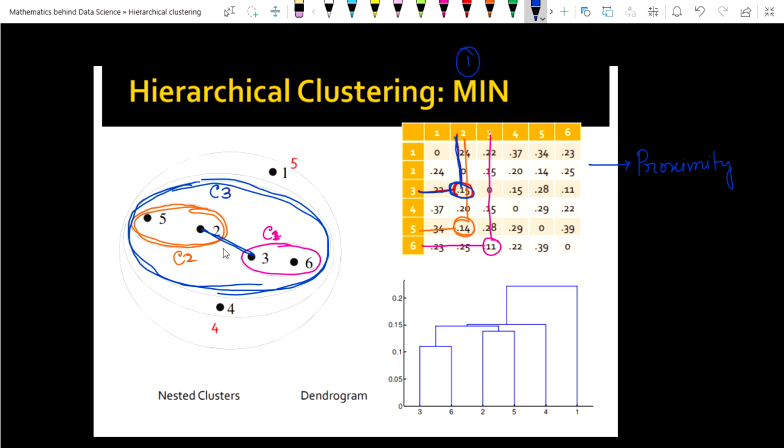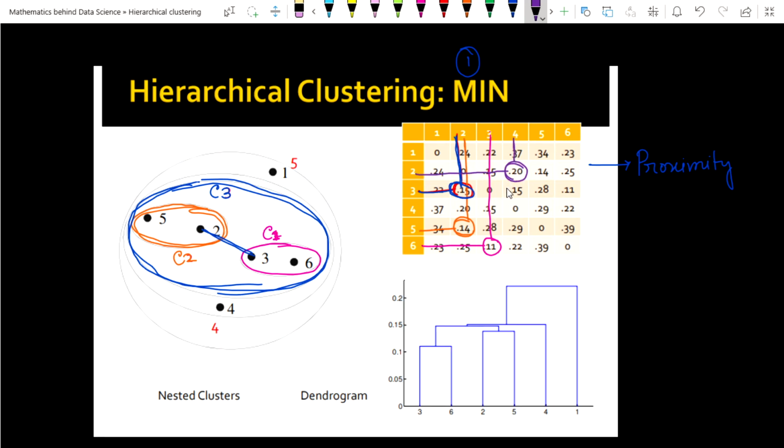Now what will be the next smallest value? Look up the table. After 0.15, the next smallest one is 0.20. I think this is the 0.20. 0.20 means 4 and 2. This is the smallest one. Just see for yourself: 0.20 means 2 and 4.